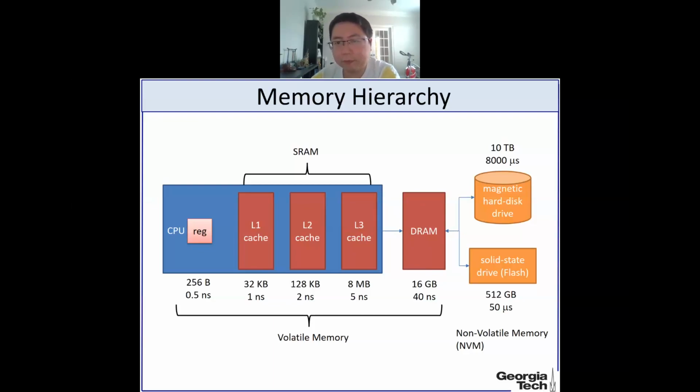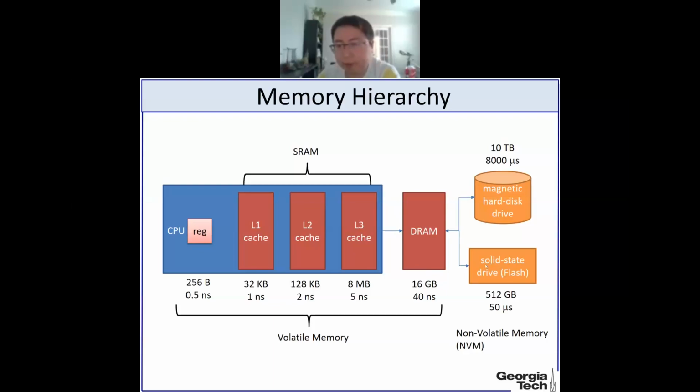Your RAM is like 4 gigabytes, 8 gigabytes. That is this DRAM, dynamic random access memory. We will talk about that in more detail in lecture 18. And then if you go further right, we have those data storage units, like the flash memory.